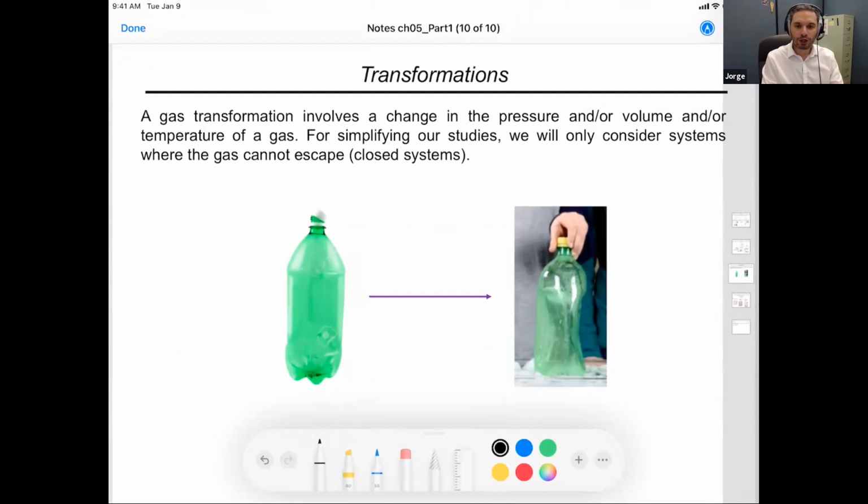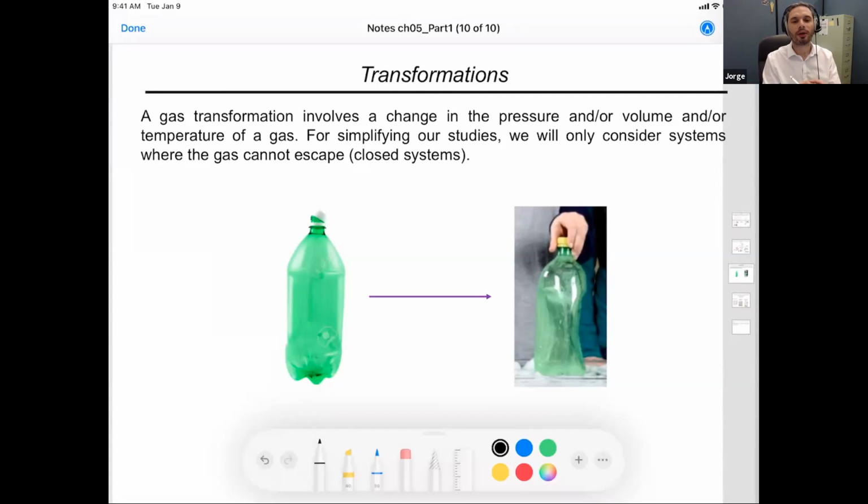A transformation always involves a change of one of the characteristics. Okay, if you cut your hair, that's a transformation because that's a change in one of your characteristics, for example. And for gases it's the same idea. A gas transformation involves a change in the pressure and or volume and or temperature of a gas. Okay, we can have a change of all of the three, or just two of them, or just one of them.